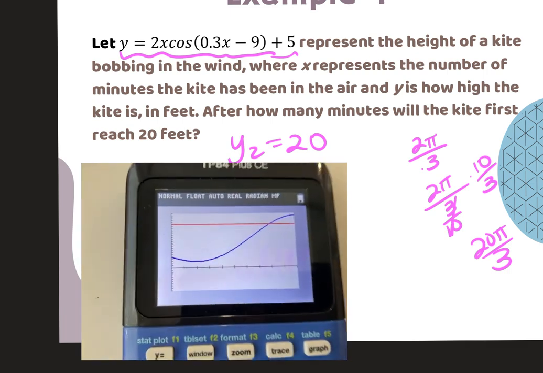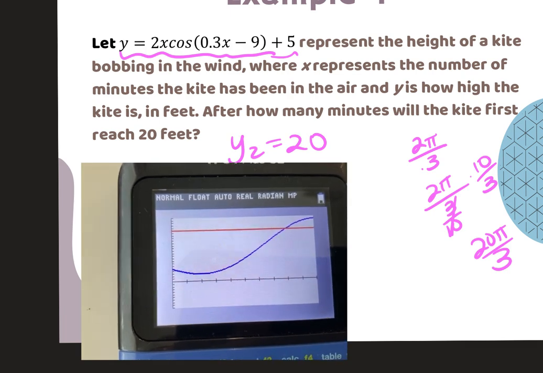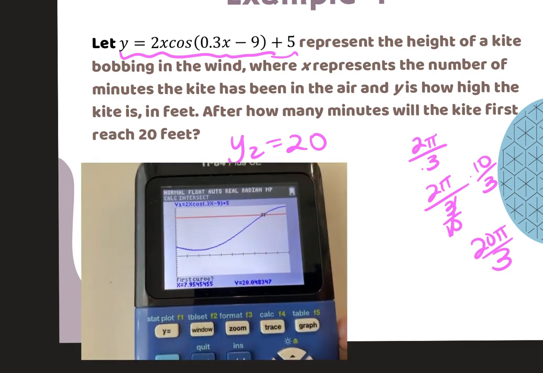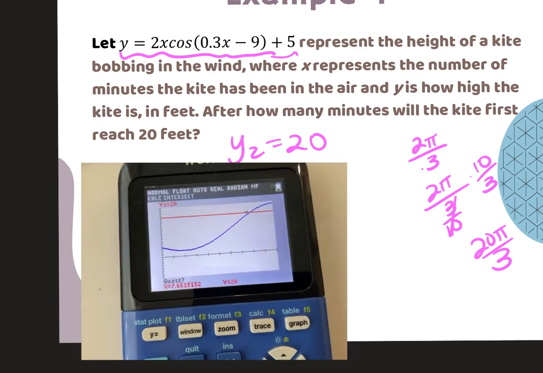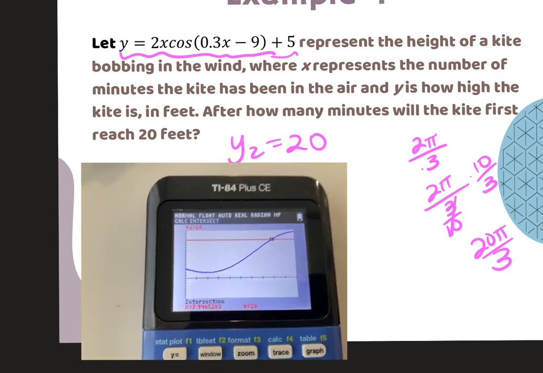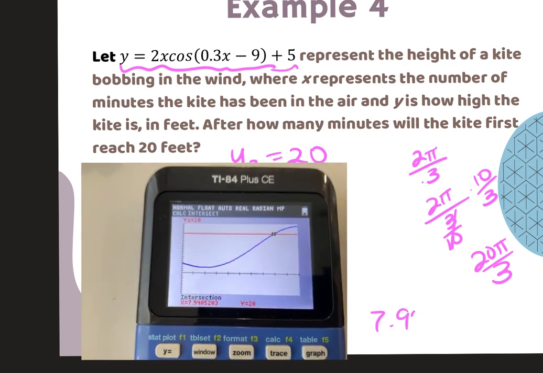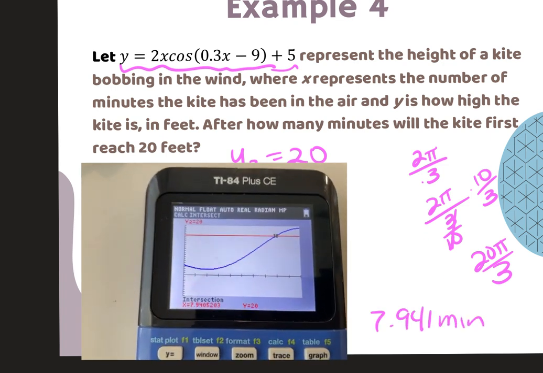Now I'm going to hit graph. And it's only going to happen once in this time frame. I'm going to hit second, trace, intersect, my first curve, my second curve, and intersect. And it's happening at 7.941 minutes.